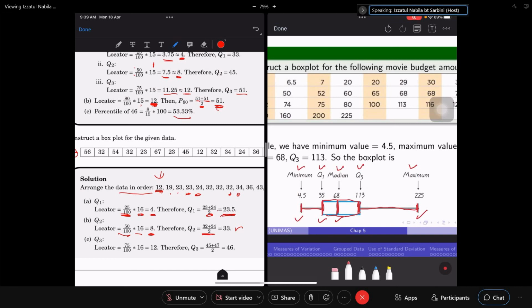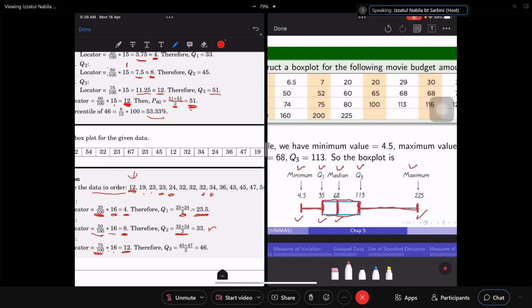Q3 is 75%. So 75% times 16, you have 12. Also a whole number. So the 12th position, 1, 2, 3, 4, 5, 6, 7, 8, 9, 10, 11, 12. It's 45 and 47. So what you do is 45 plus 47 divide by 2. You get Q3 equal to 46. Settled. So you have all the values for the box plot already.